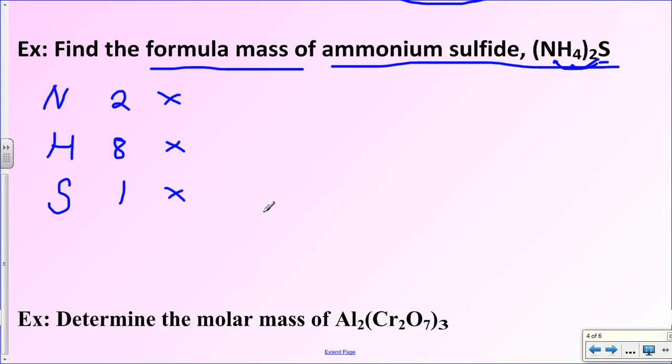Now we're going to multiply. What is the next number that goes next to each of these? The atomic mass. So get your periodic table. Nitrogen is 14.007, so that rounds to 14.0. Hydrogen, 1.0079, rounds to 1.0. And sulfur, and I'm going to write that 32.066 up here next to the sulfur. And again, we want to round to one place past the decimal. The 6 makes that 0 round to a 1.